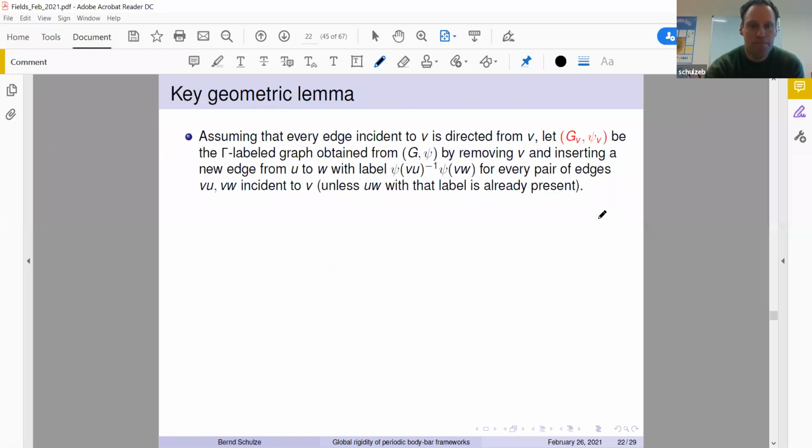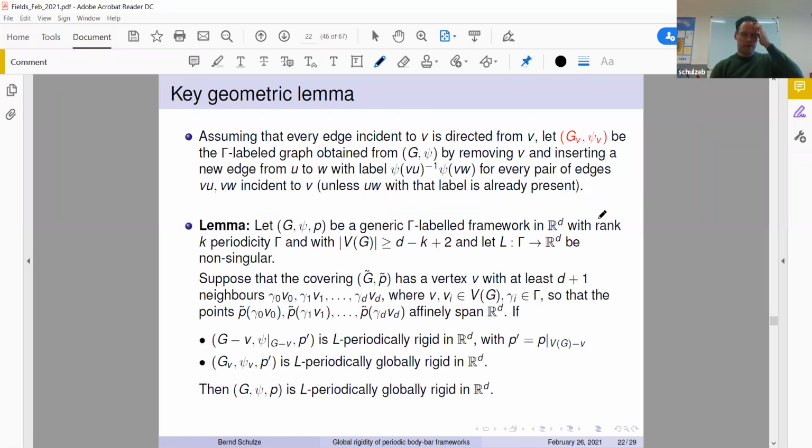Okay, so the second difficulty to overcome here is that we don't know whether global rigidity is a generic property for periodic frameworks. And here's the key lemma to work around this issue. This is actually a version of a lemma that was in the previous paper with Victoria and Kaszanitzy. So the lemma says the following.